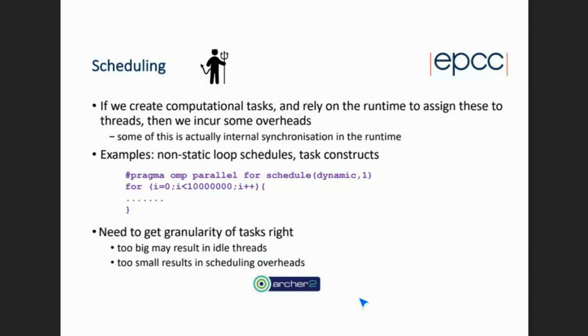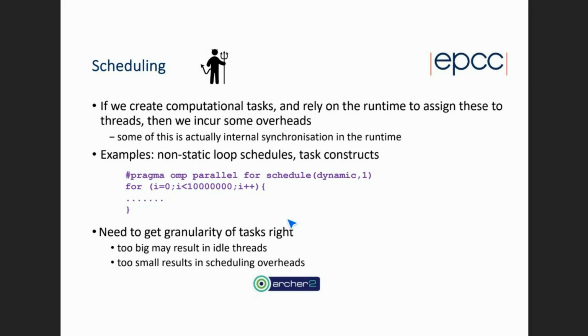Okay, next possible cause is scheduling. If we are creating computational tasks and then relying on the runtime to assign these to threads, then that incurs some overheads. That's not for free. Some of that might actually be internal synchronization in the runtime. There's a little bit of ambiguity between this category and the previous one, but nevertheless. This is really about loop schedules which are not static schedules, so dynamic or guided or auto schedules, and task constructs.